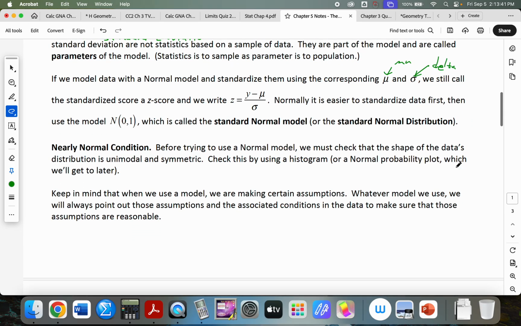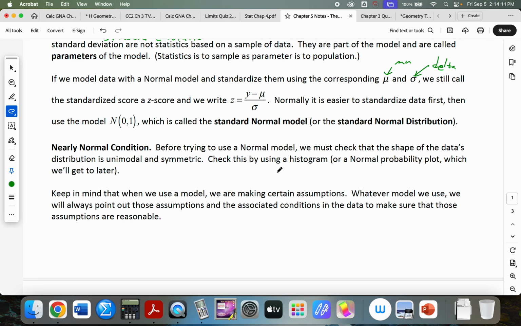This is what I was saying, and I wanted to say it before I even got to this point. Before trying to use the normal model, you have to check the shape of the data's distribution. If it's not unimodal and symmetric, then the normal model doesn't fit the data very well. So it's not a good model. It's not a good predictor. Okay?